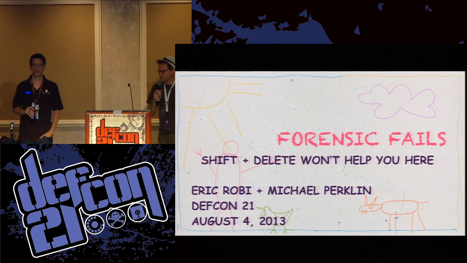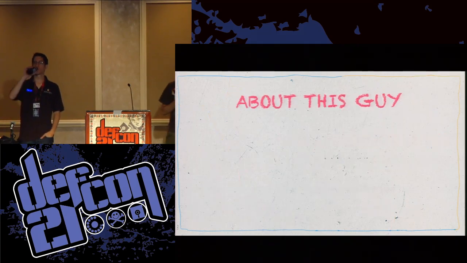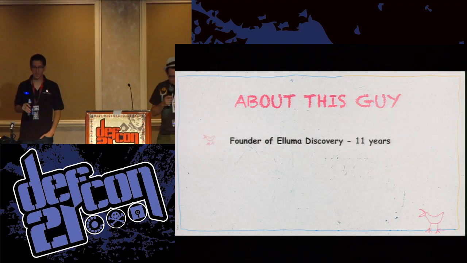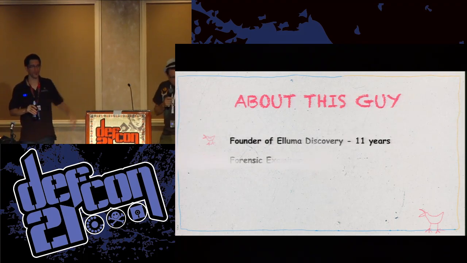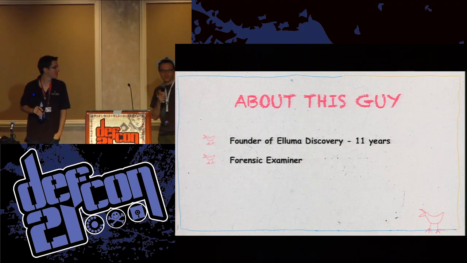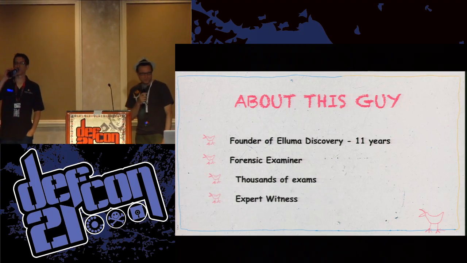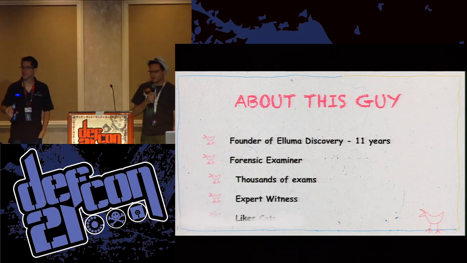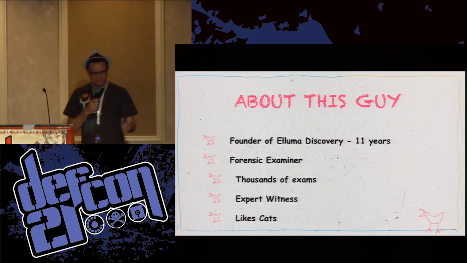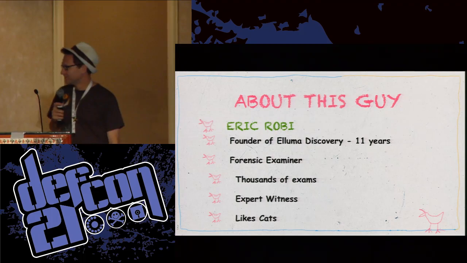Our talk is about forensic fails. I'm this guy over here. I founded an e-discovery company about 11 years ago. I'm a forensic examiner. I have done thousands and thousands of exams. I'm also an expert witness in state, federal court, etc. And I like cats. And my name is Eric Robi.